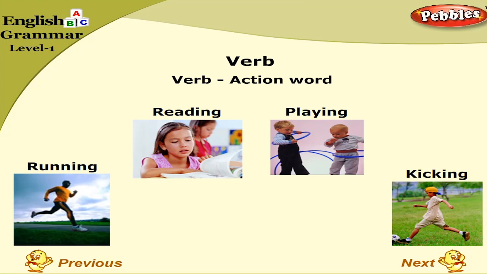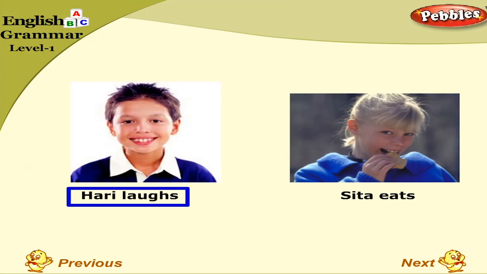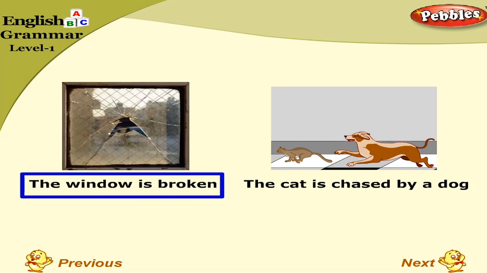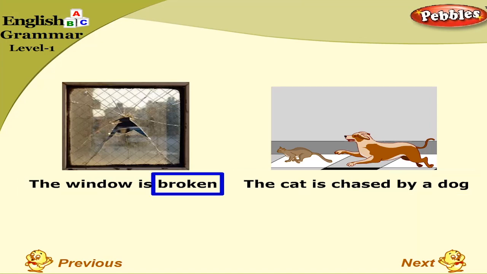A verb may tell us what a person or thing does. Hari laughs. Sita eats. Here the words laugh and eat indicate verb. A verb may also tell what is done to a person or thing. The window is broken. The cat is chased by a dog. Here broken and chased are verbs.